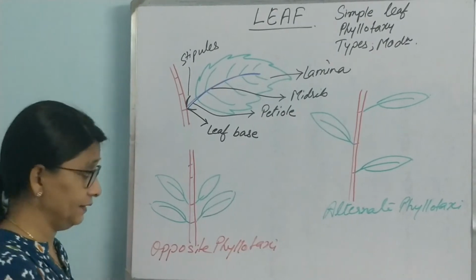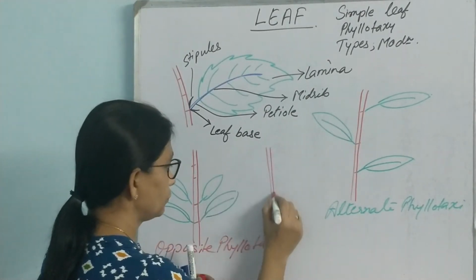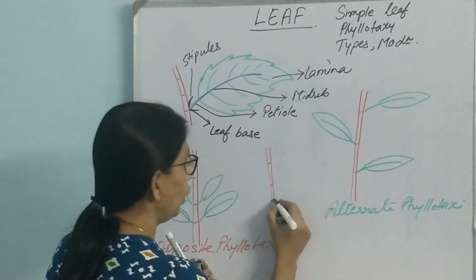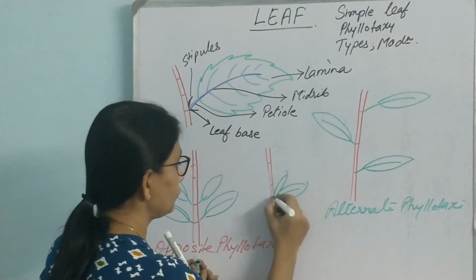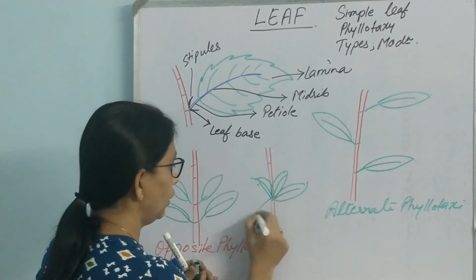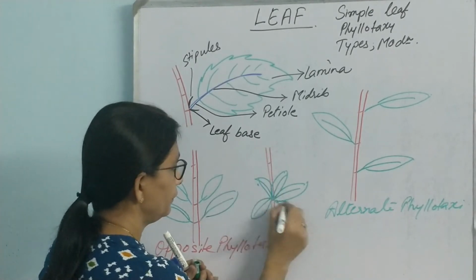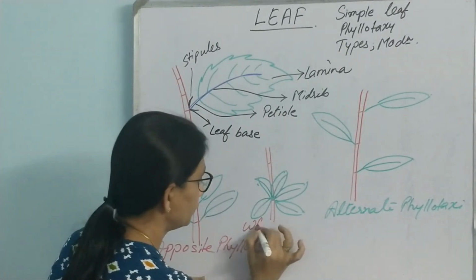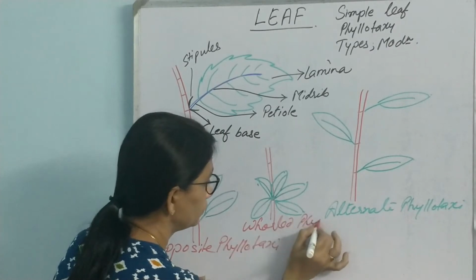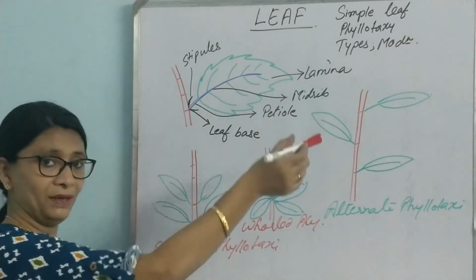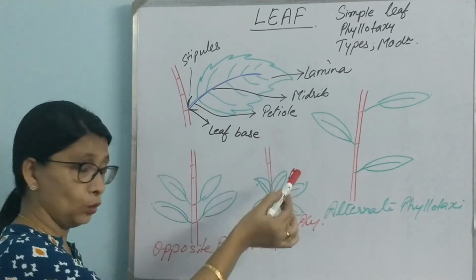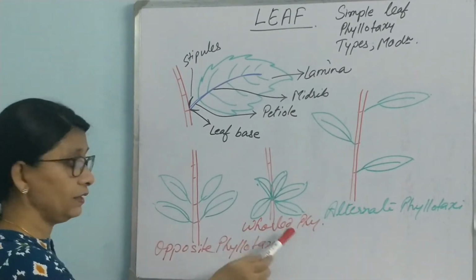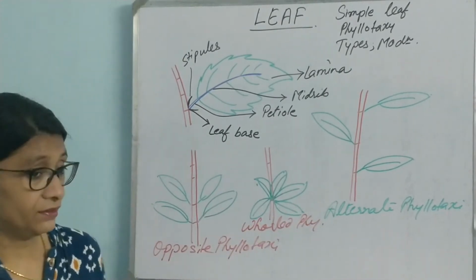And then the third kind is, suppose this is the branch, these are the nodes, then we have not one, not two, but many leaves coming out from that node. This is known as whorled phyllotaxy. So on the basis of arrangement of leaf on the stem, on the node, phyllotaxy is divided into three types: alternate, opposite, and whorled. So this is about the phyllotaxy.